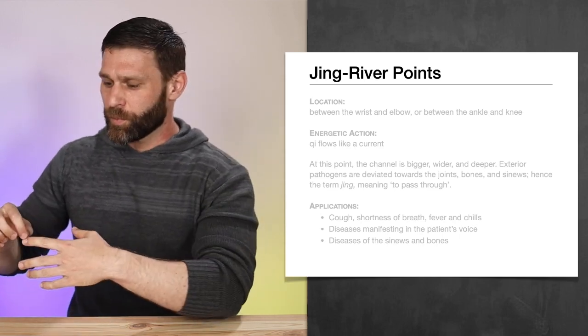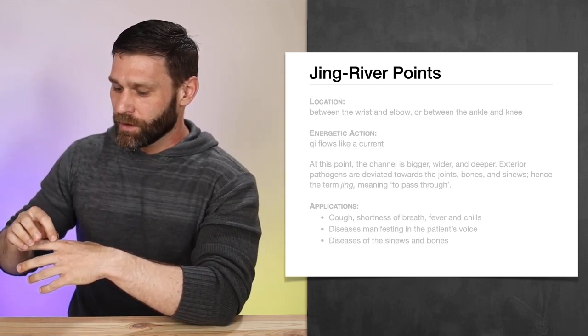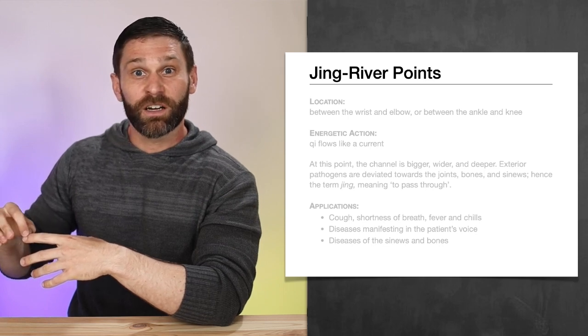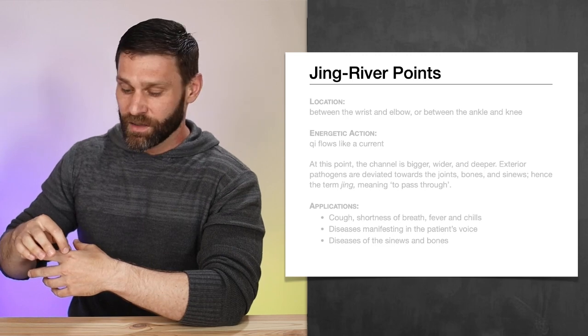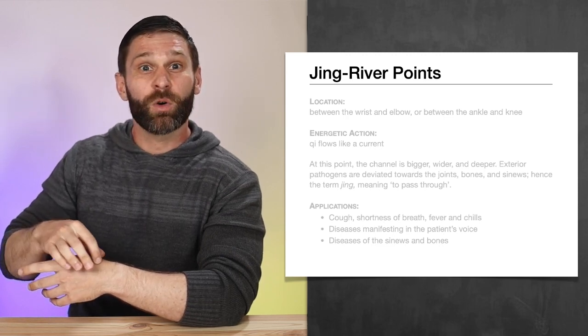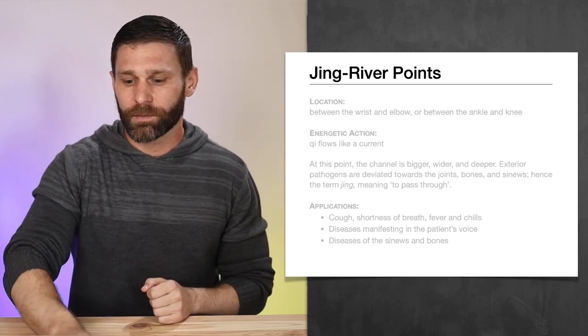After that is Jing River points. So we started at Jing Well. The channel started out very narrow and superficial. As it goes down the arm, it gets wider and deeper, wider and deeper to the Shu streams. And now we're at the Jing River points.